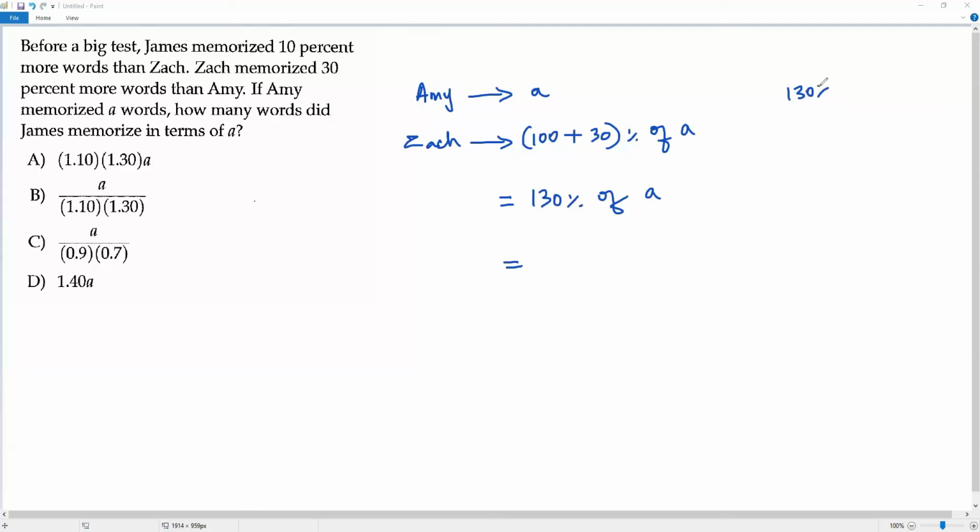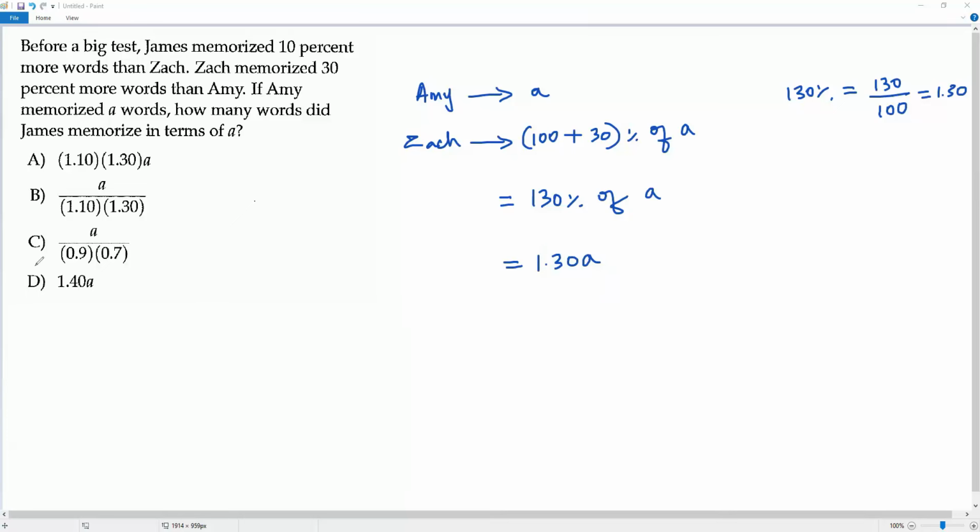If I want to convert 130% to decimal, I have to divide this 130 by 100. So when I simplify this, I'll be getting 1.30. So the decimal form of 130% is 1.30. And in English, whenever we have the word "of", it can be translated to math as multiplication. So 1.30 times A. This is the number of words memorized by Zach. So now we have found the number of words memorized by Zach in terms of A.